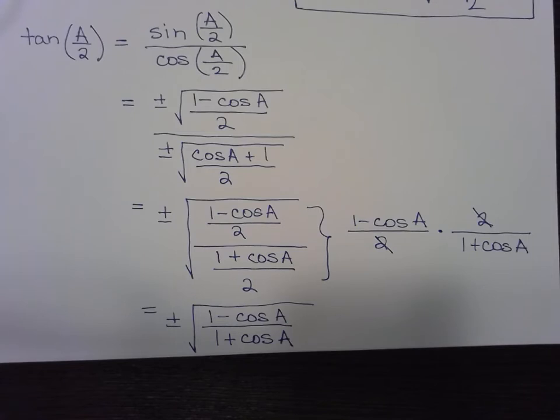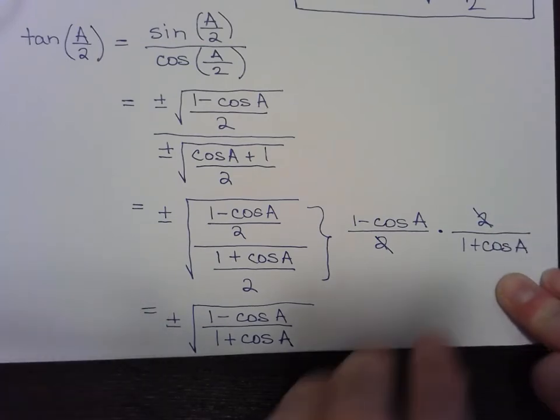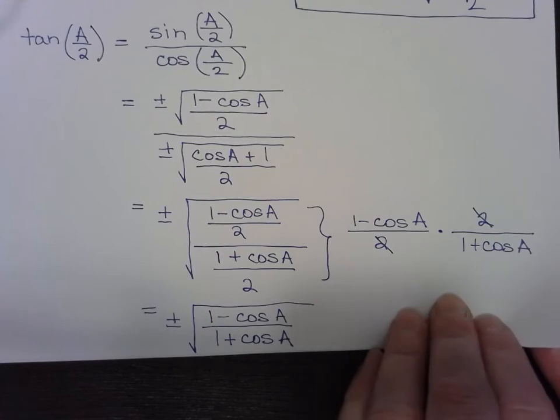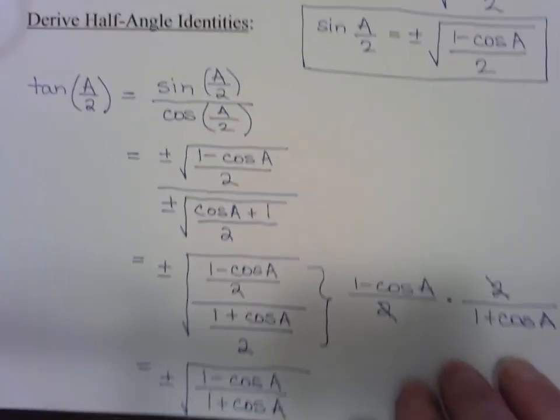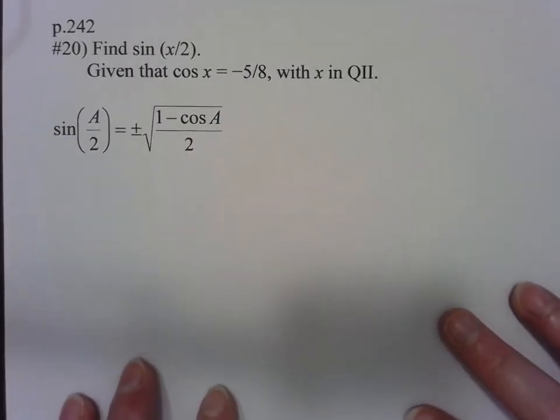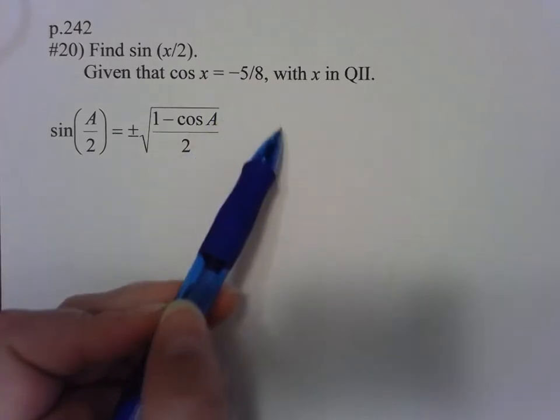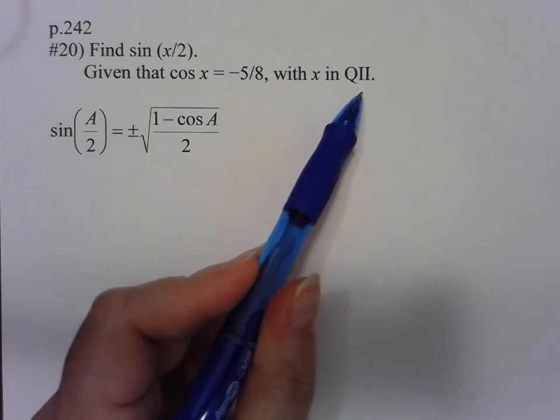Alrighty, so that's kind of where those half angle identities come from, and we can use those when we need to for verifying or calculating in lots of different places. I chose one example from the book just to kind of give you a use for this. This one's more of a calculating type example. So it asks us to find the sine of the half angle x over 2, given that the cosine of that angle, x, is negative 5 over 8. And we're told that x is in quadrant 2.